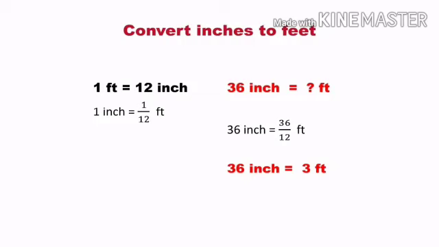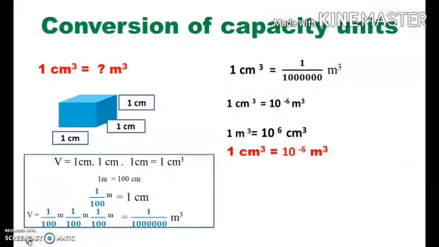So, I should divide 36 by 12. We have 36 inches is equal to 36 over 12 feet. The answer is 3 feet. Hence, 36 inches is equal to 3 feet. I let you understand how to convert capacity units using conversion factors.